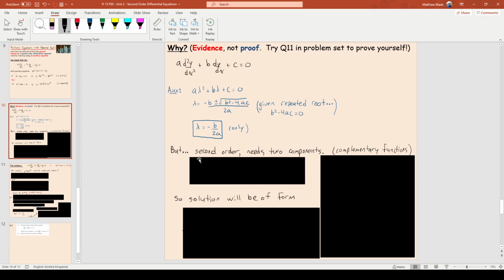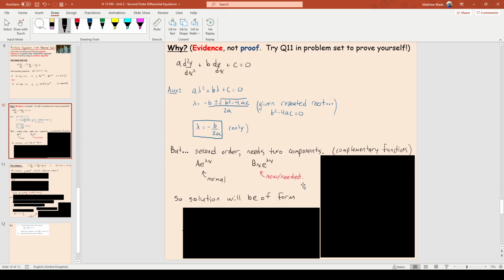Now, here's the thing though, we're in a bit of a pickle here because second order ones have to have two parts to them. So remember how it used to be A e to the lambda 1 x plus B e to the lambda 2 x? It was two parts in it. The first order ones only have one part, but what on earth are we going to do here? Because if you look at it, we're a bit scuppered here. I'm just going to show you.